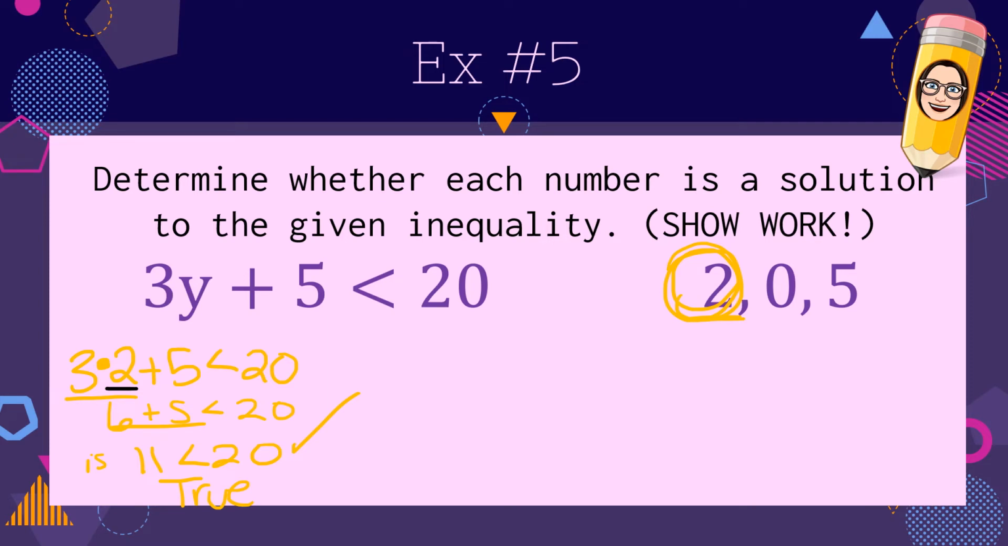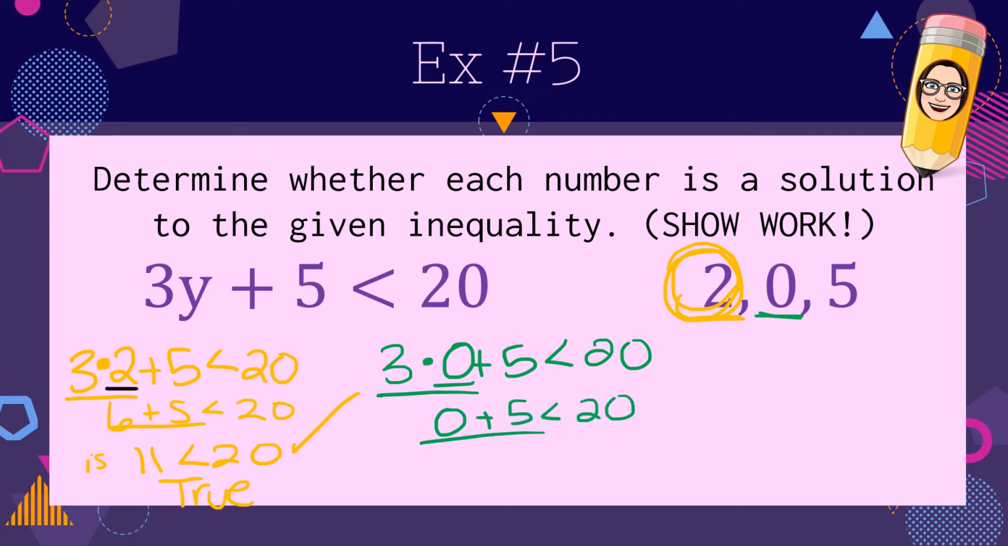Let's repeat the process, but this time with 0. We're going to rewrite the statement, but wherever there's a letter, I'm going to put a 0. See how I replace that? Let's calculate. 3 times 0 is 0. Order matters. 0 plus 5 is 5. Is 5 less than 20? It is. So that's good. So check mark or circle or say true. You don't have to do all of those, but tell me you understand.